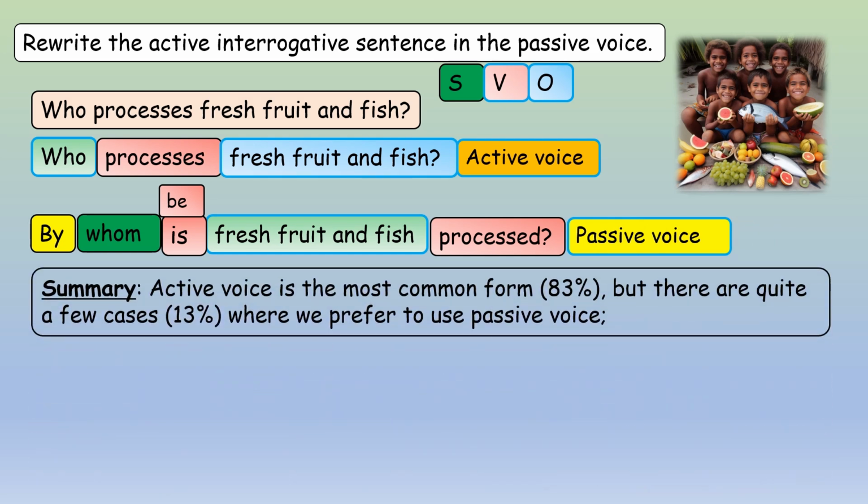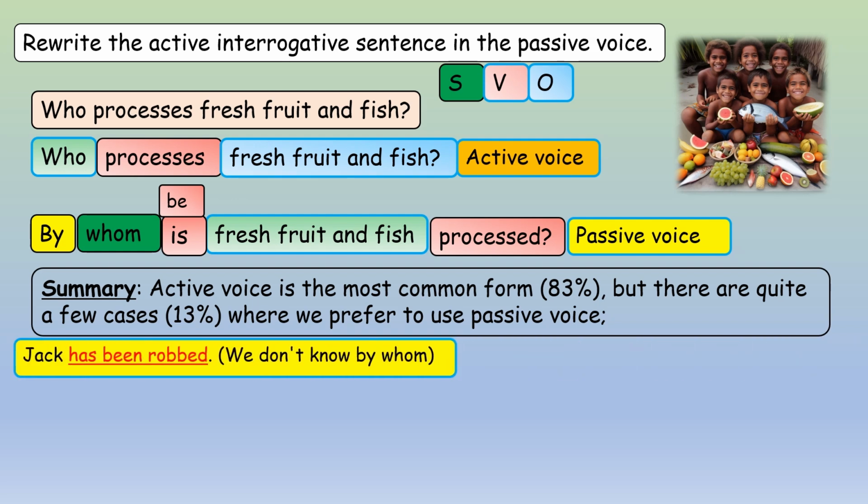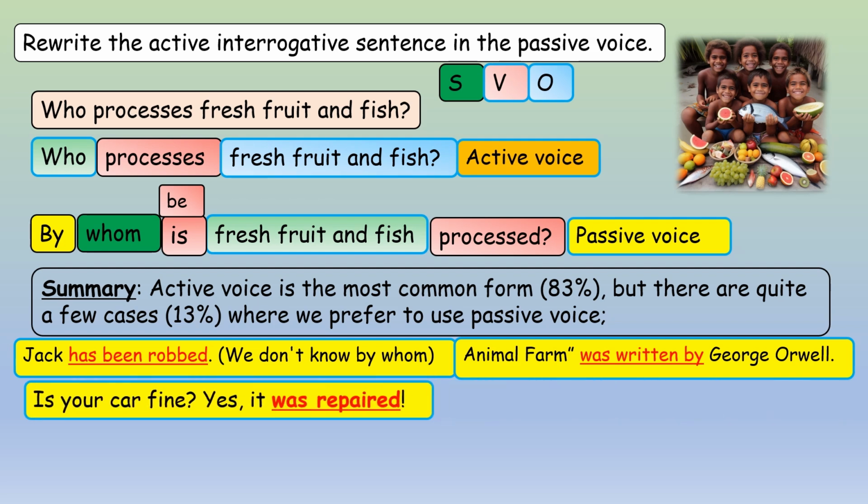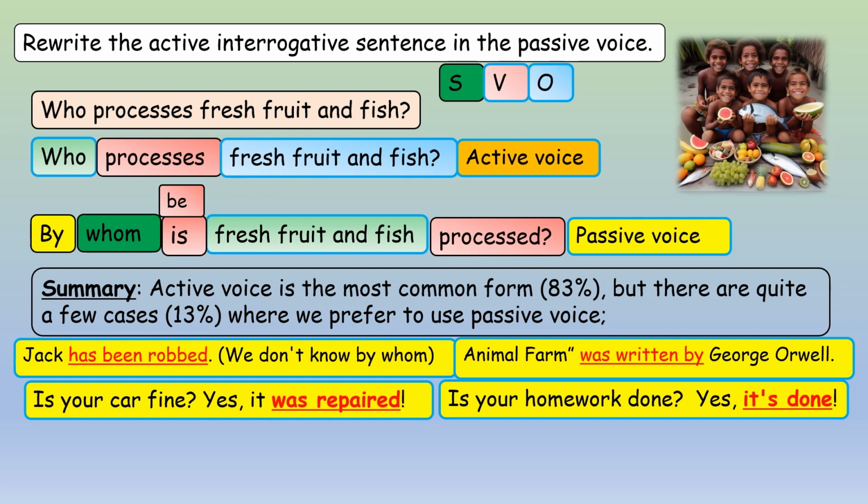Some notes. Summary. Active voice is the most common form, 83%, but there are quite a few cases, 13%, where we prefer to use the passive voice. And here are some examples. Jack has been robbed. We don't know by whom. Animal Farm was written by George Orwell. Is your car fine? Yes, it was repaired. We don't say by whom. That's not important. Is your homework done? Yes, it's done. When did you do it? Doesn't matter. Just the fact of the matter is that it is done.